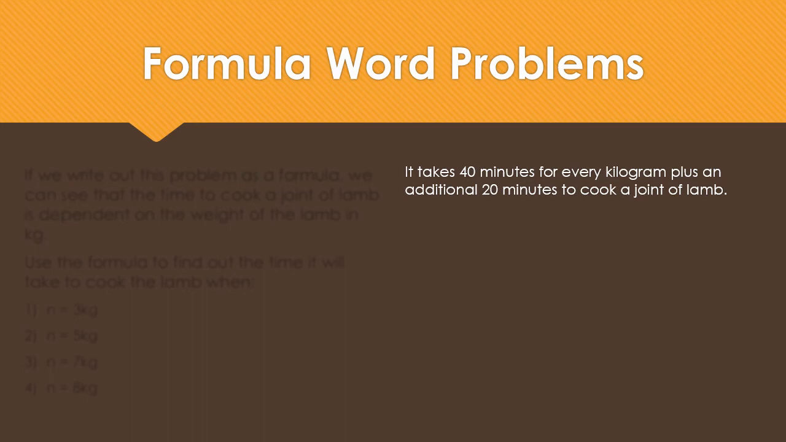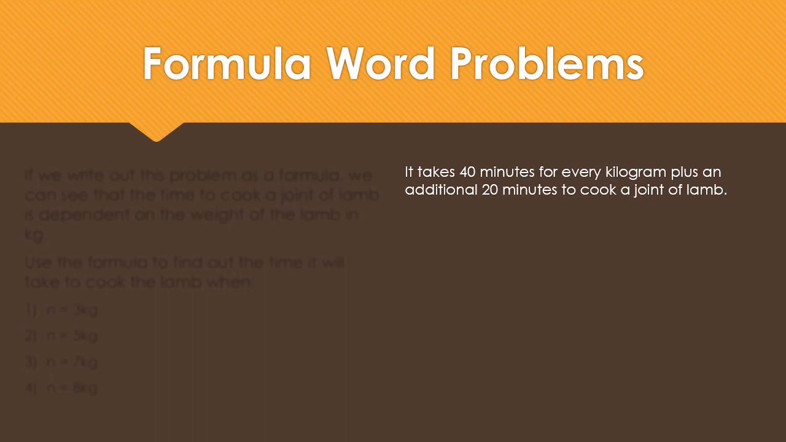It's going to be cooking in the oven for at least an hour because it needs 20 minutes minimum, and then it needs 40 minutes for every kilogram. Have a think, if you were cooking a joint of lamb which weighed 3 kilograms, how many minutes would it take to cook?